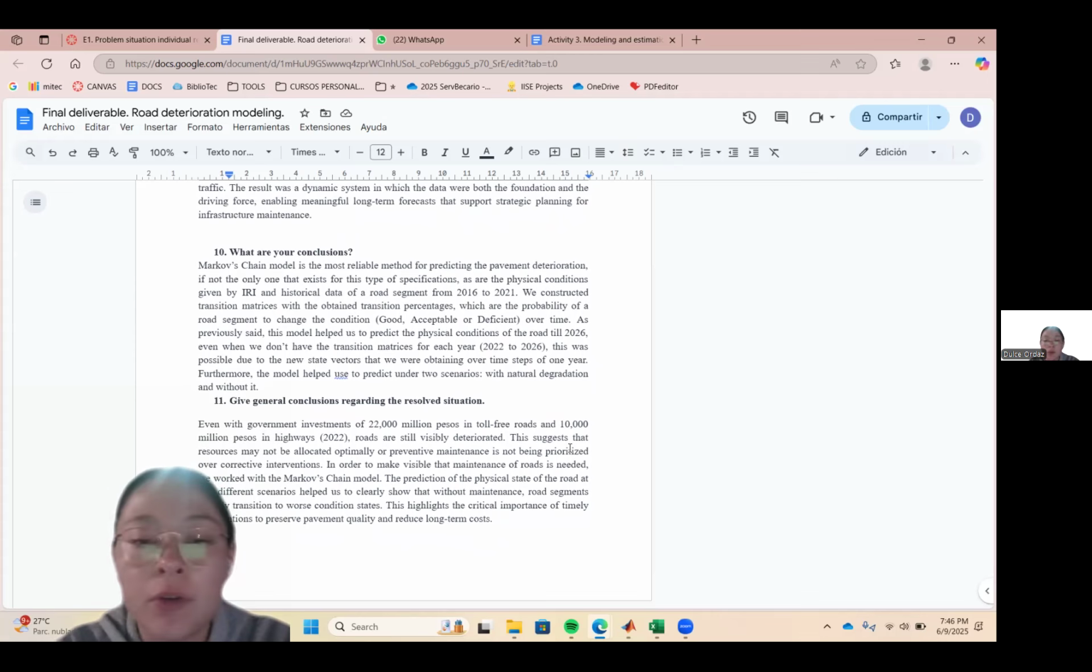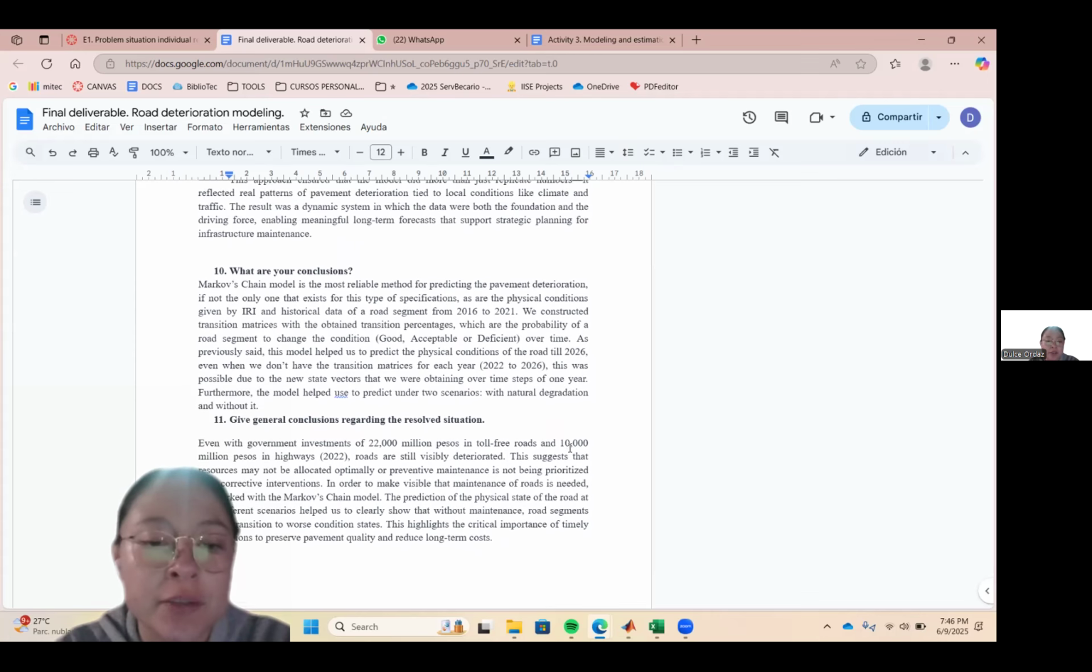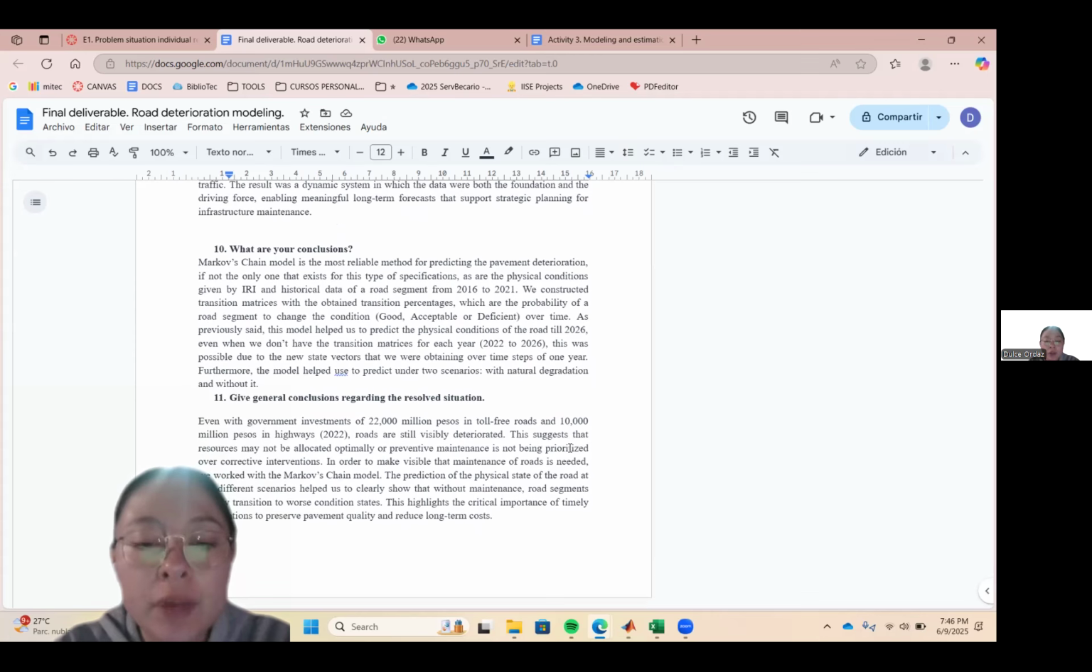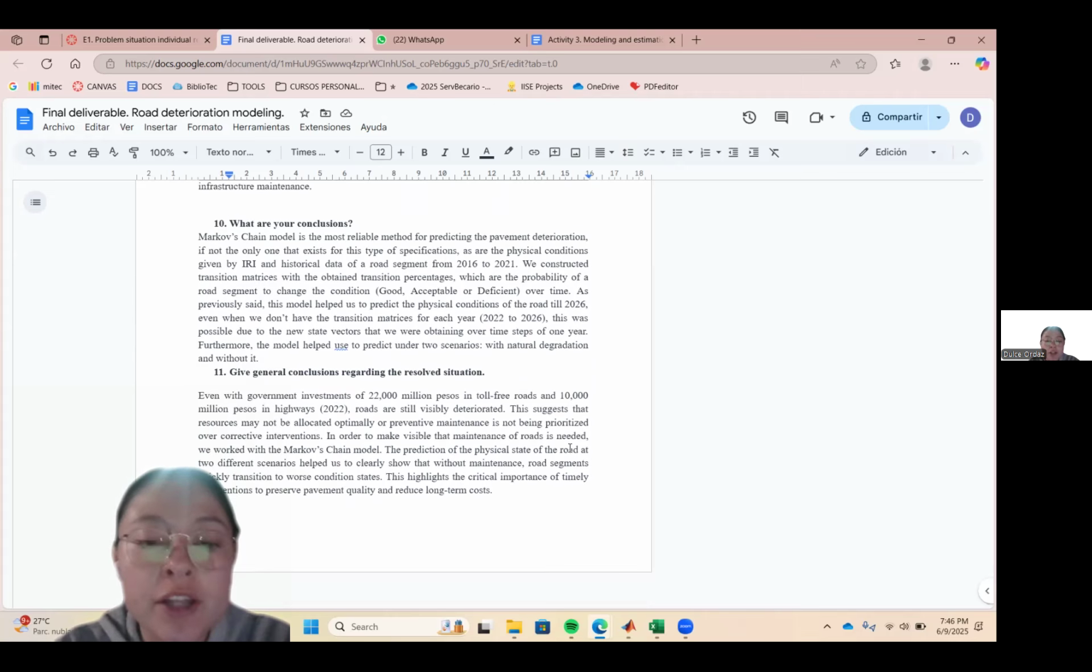That's what we explain in our forecast. In order to make visible that maintenance of roads is needed, we work with the Markov chain model. The prediction of the physical state of the road in two different scenarios helps us. The two scenarios are the one with maintenance, which is the one that we didn't change, and the one without maintenance, which is the one that we changed.